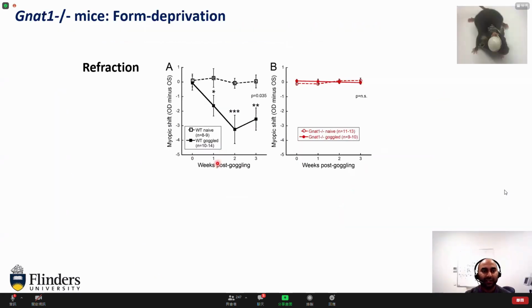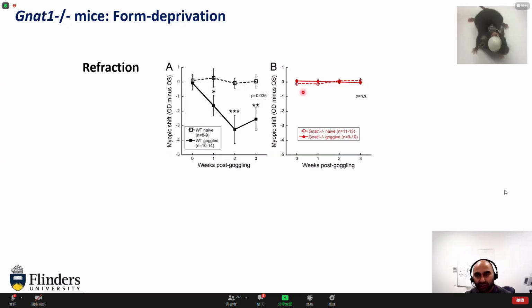This image here is showing the effect of the form deprivation response. What I'm showing you here is the myopic shift, which is the difference in refraction between the form deprived right eye minus the contralateral left eye. The dotted line here are the naive animals that were not goggled. We can see that the goggled animals really developed about 3 diopters of myopia after 2 weeks of form deprivation, which was quite significant from the naive animals.